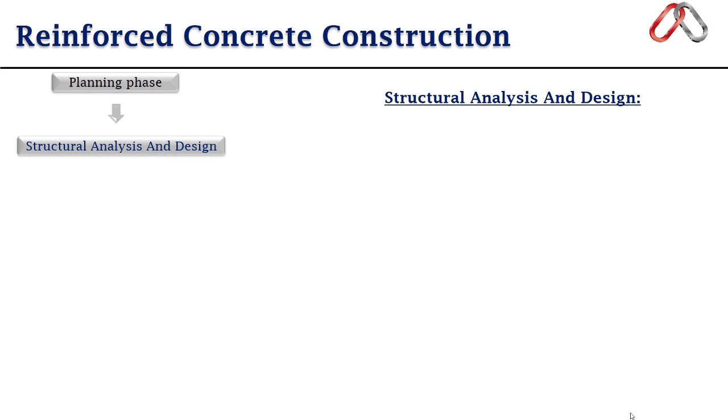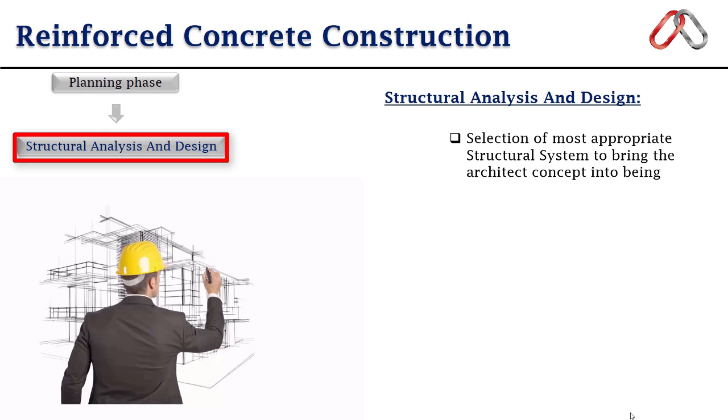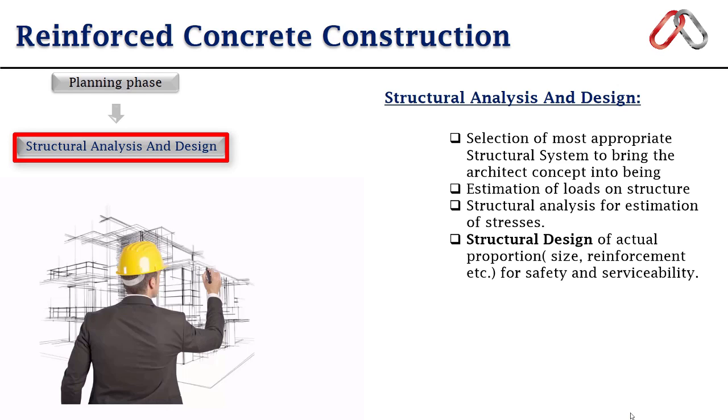Then starts the most important step, the analysis and design step, which is basically carried out by an engineer. Engineers select the most appropriate structural system to bring the architect's concept into reality. Then he estimates different types of load on a structure, and on the basis of these loads, he analyzes the structure for estimation of stresses. After that, he starts the structure design process, which we are going to cover in this video lecture series.